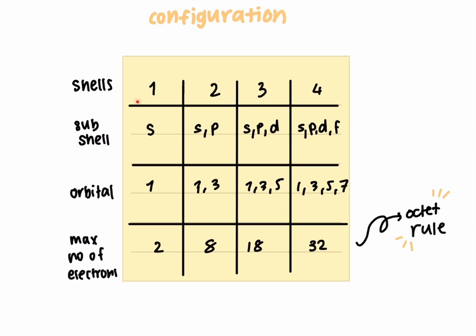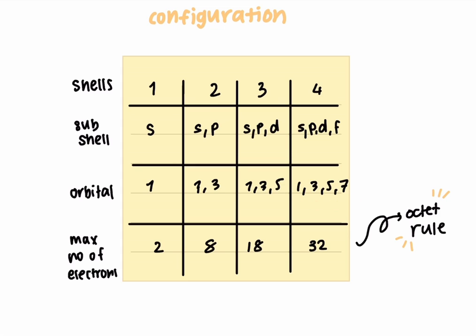You basically just need to know the 4 main shells. Under shell number 1, you'll have the subshell S. Under 2, S and P. Under 3, S, P, D, and under 4, S, P, D, F. You only need to know till there. Under the first shell, you will have 1 orbital. Under the second, you have 1 and 3. Under the third, you have 1, 3, 5. And then under the fourth, you have 1, 3, 5, 7. So it's pretty easy to remember.